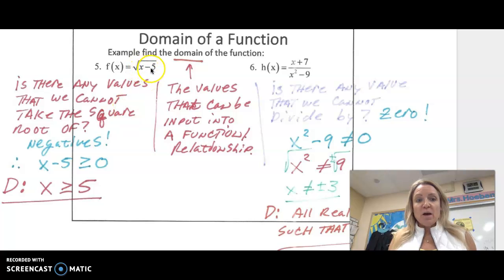What would keep it positive would be saying that it's greater than or equal to 0. So we're going to take what's under the radical, which is that x minus 5, and make sure that it's greater than or equal to 0. Add 5 to both sides. So the domain is all real numbers when x is greater than or equal to 5. So the domain is the values that can be input into a function.